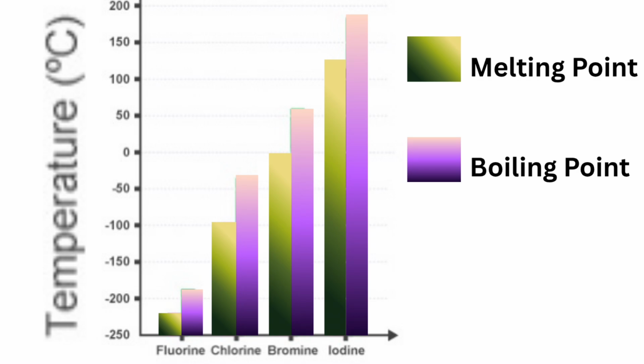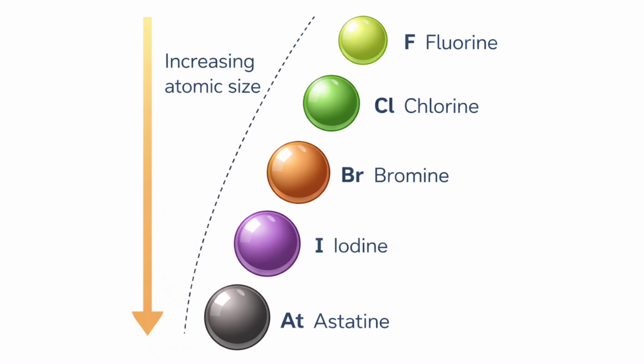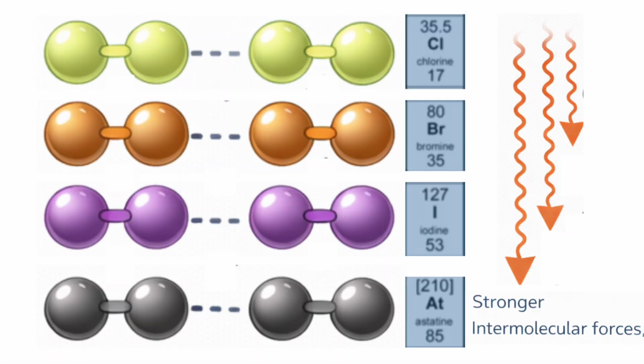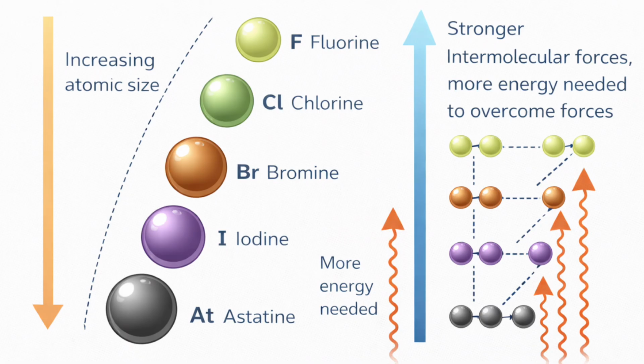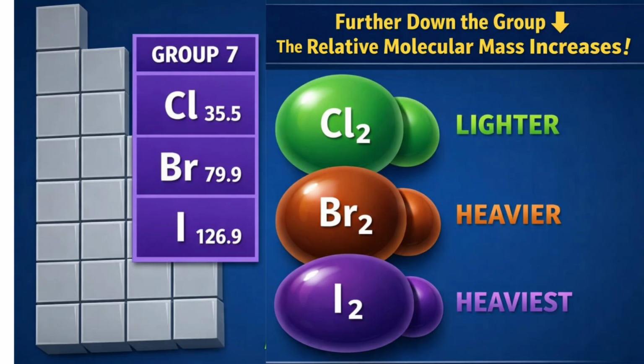But why does this happen? There are three key reasons. The molecules become larger, the intermolecular forces between them become stronger, and more energy is needed to overcome these forces. Also, like in all groups, the further down you go, the relative molecular mass increases.